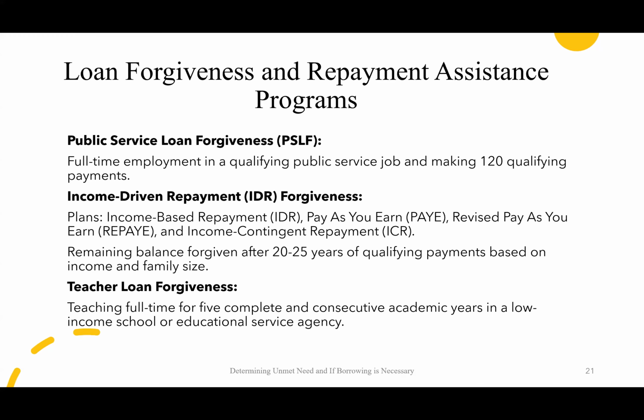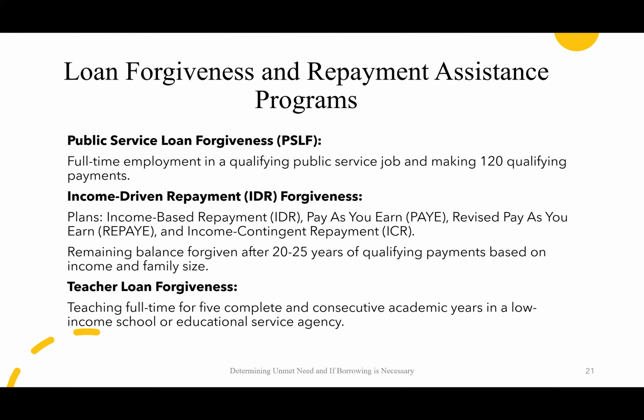So next we have the income-driven repayment forgiveness. There are a few different plans. There is the income-based repayment, the pay-as-you-earn. We also have the revised pay-as-you-earn, which is similar to the pay-as-you-earn, just with a little bit different conditions. We also have the income contingent repayment. The remaining balance is forgiven after 20 to 25 years of qualifying payments based on income and family size. I went over a couple of those options in the previous slide.